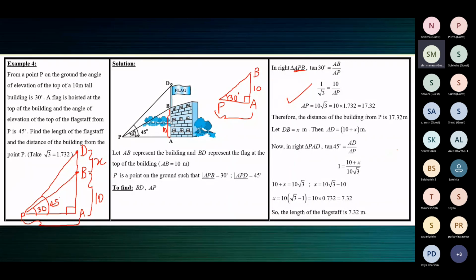Now the other is the triangle APD. APD is a bigger triangle. This is D, children. This is A and this is P. What's the angle here? 45 degrees, ma'am. Please note that it's 45 degrees. So that means this is also 45.